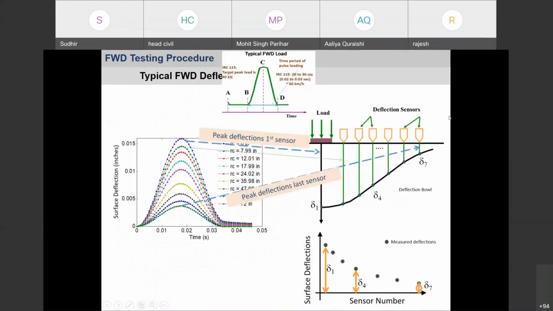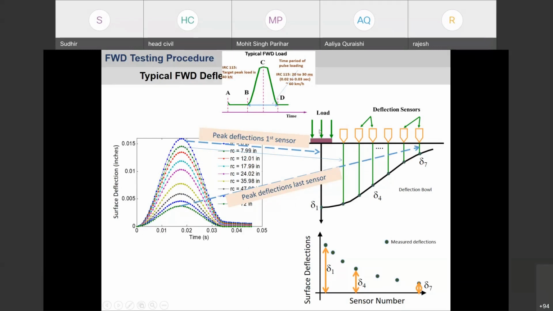So this is how a typical data will look like. The input is in form of pulse load, so the deflection will be in form of a deflection history. But in case you're assuming that the pavement structure is a multi-layer elastic structure, then you may not need the entire deflection history. You may need only the peak deflection values, right? So you will collect only the peak deflection values and then plot with radial distances.